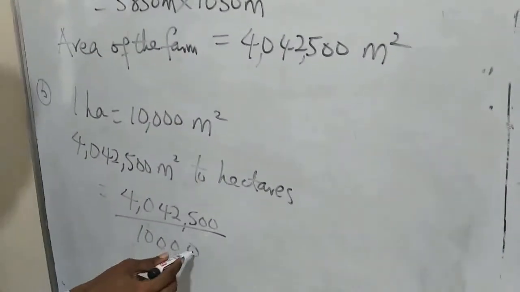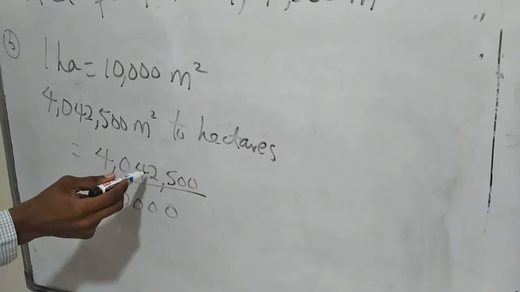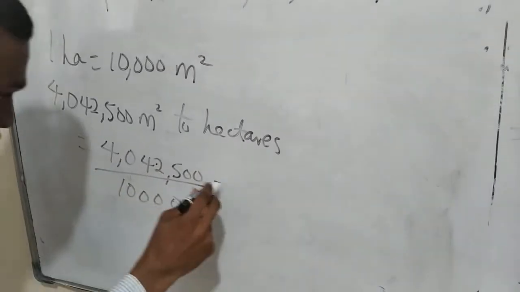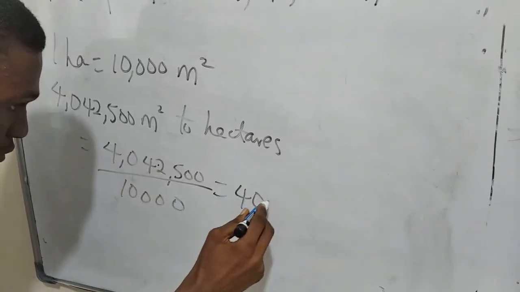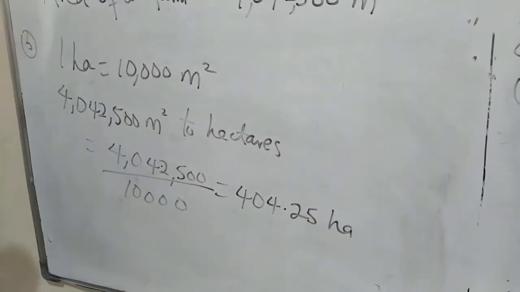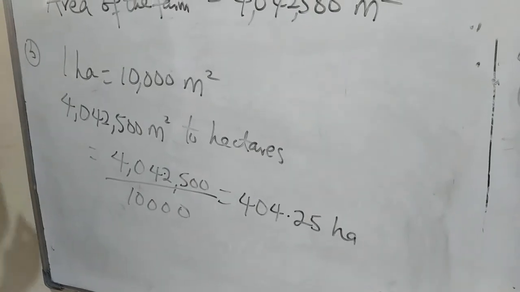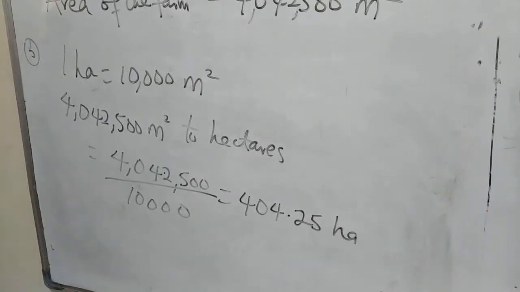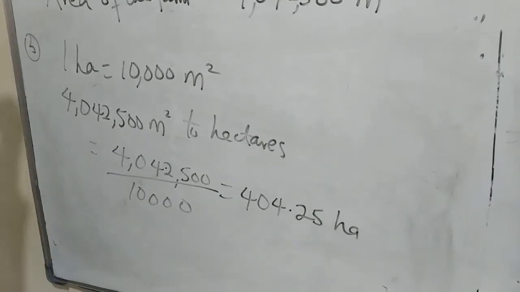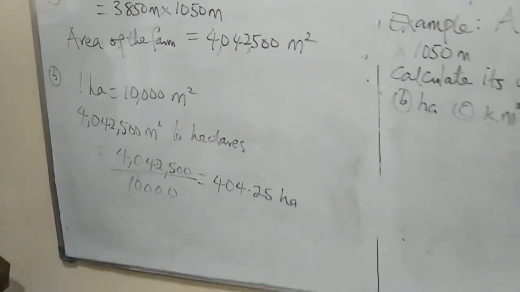Since 10,000 has 4 zeros, our point goes here: 1, 2, 3, 4. So we have 404.25 hectares. So our area of the farmland in hectares gives us 404.25 hectares. We now look at how to convert it to kilometers square.